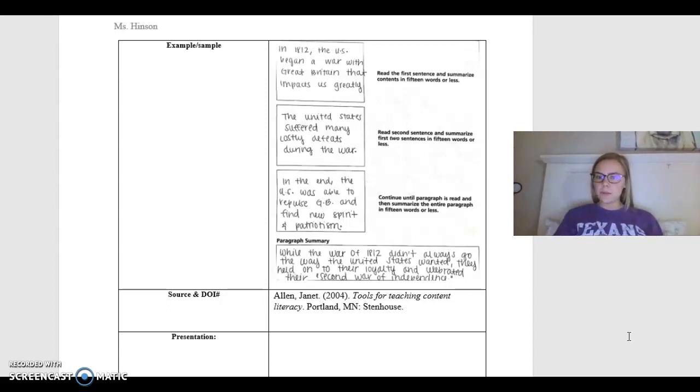And then at the very end, there's a whole paragraph summary. While the War of 1812 didn't always go the way the United States wanted, they held on to their loyalty and celebrated their second war of independence. So no matter what was going on with the war, the setbacks and the losses that we had, at the end of the day and at the end of the war, America was very loyal to their country, very full of spirit and pride for the efforts that we had put in.